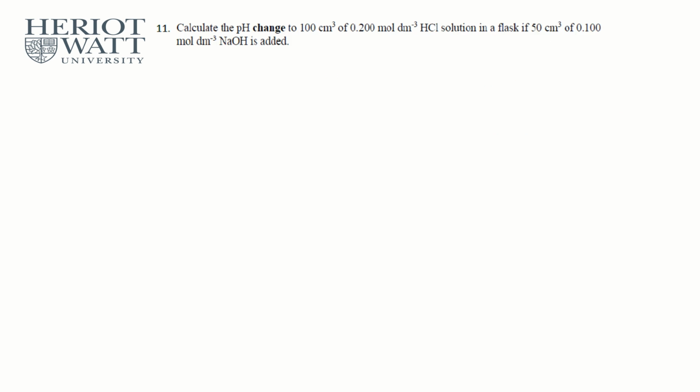Moving on. Number 11. Calculate the pH change of 100 cm cubed of 0.2 molar HCl in a flask if 50 cm cubed of 0.1 mole per dm cubed NaOH is added. Same thing, guys, but here they want the pH change. I'm going to show you that. Okay, let's change the color. Initially, write the equation. Of course, HCl, this is easier because it's 1:1. You get NaCl plus water, balanced.